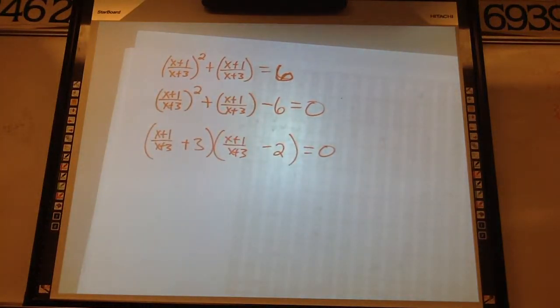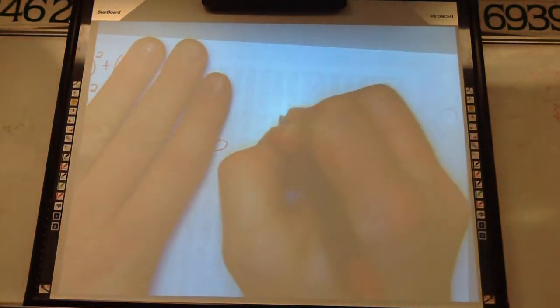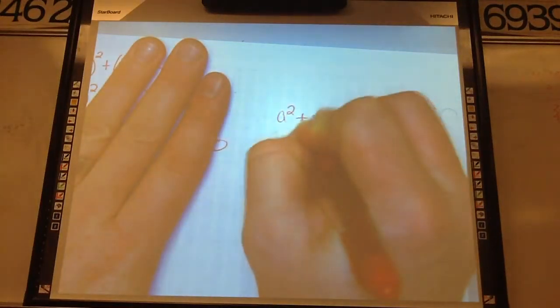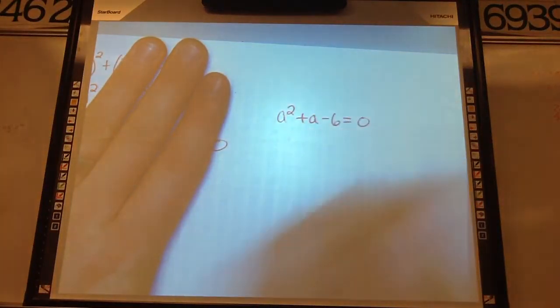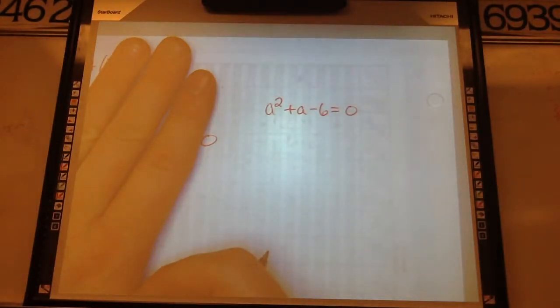What do we do with our factors? Come on, what do we do with these? Cancel them out? Drop out? Okay, let's go over here. Solve for A.